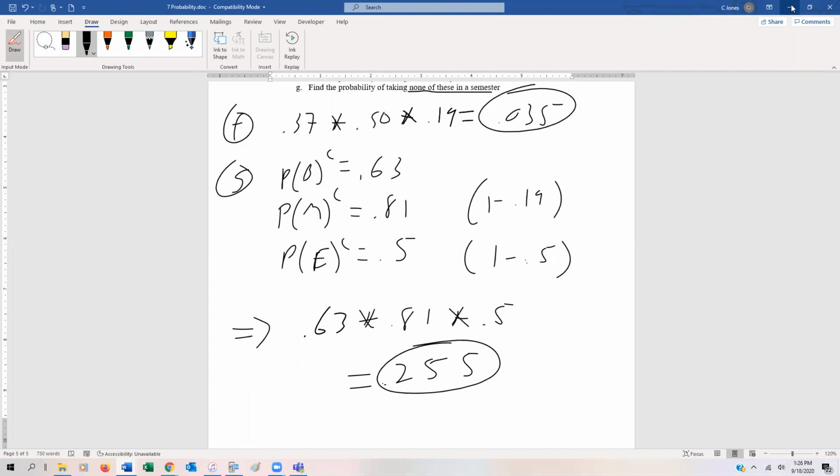So in the next section, we're going to take our probability a step further, and we're going to start taking a look at applications with combinations and permutations. And we're still going to keep all the rules that we already know from this first section of probability.